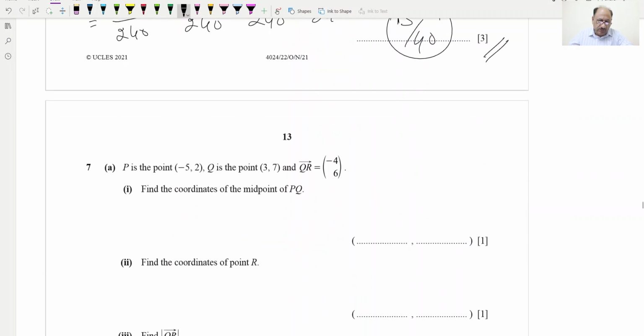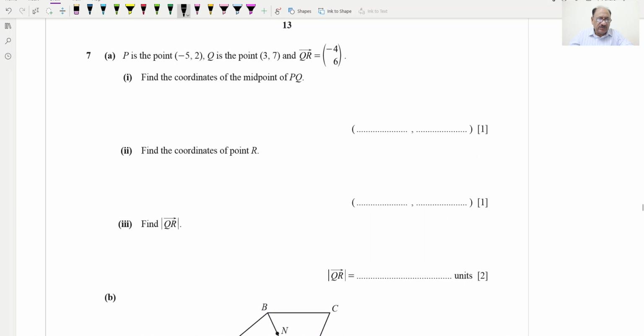Hopefully it's clear. Now question number 7. Question number 7 says A part, P is the point, this one, Q is this one, and QR is also given. Find the coordinates of the midpoint of PQ. So the midpoint of PQ is what?